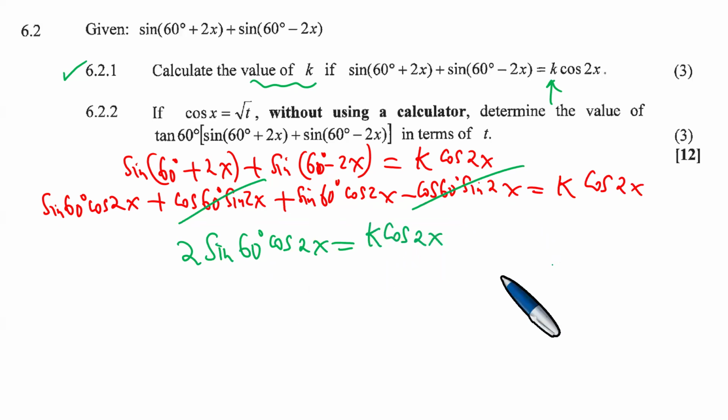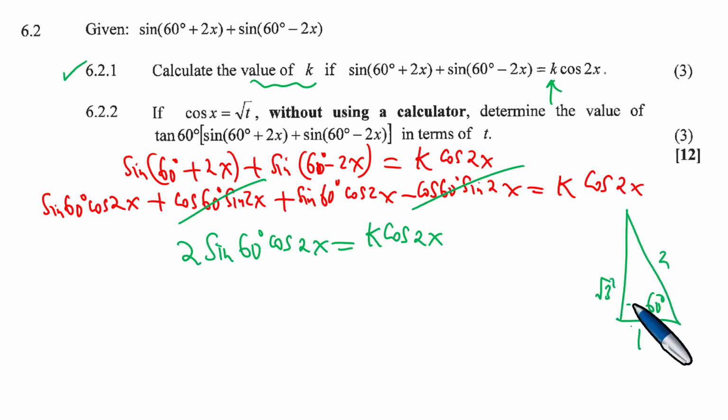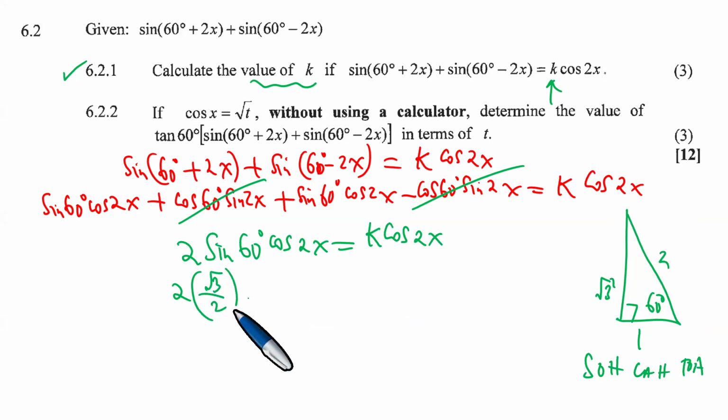And I agree with you now that at this point, if this is 60 degrees, the square root of 3 here, 2, 1, the sine of 60 in view of SOHCAHTOA is opposite over hypotenuse. So sine 60 is the square root of 3 out of 2, times 2 cosine 2x equals k cosine 2x. What do we do next?